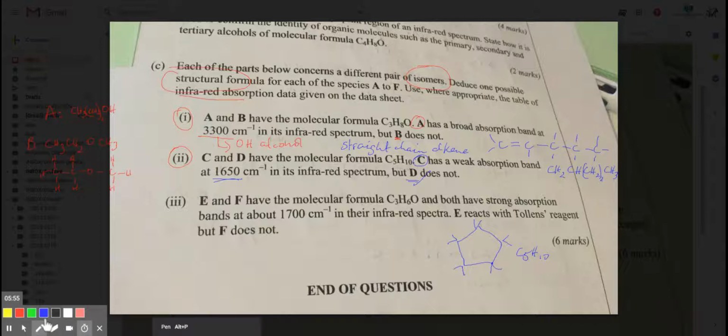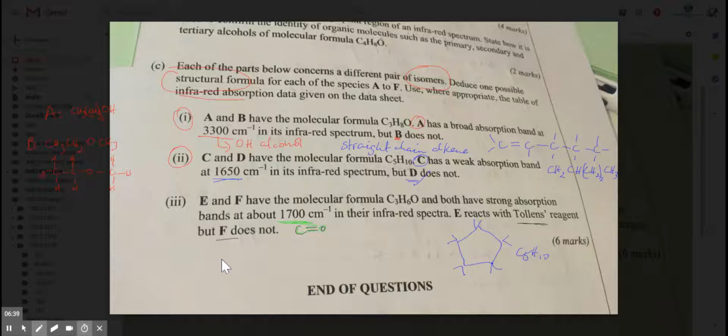Okay, switching color again. Let's go green this time. E and F, molecular formula C3H6O. 1700. Let's look up 1700 and we find a carbonyl group. I'm going to change to black, that color's not working really on the white background. So we've got a carbonyl group at 1700. And so we've got an aldehyde and a ketone. So let's just draw those out.